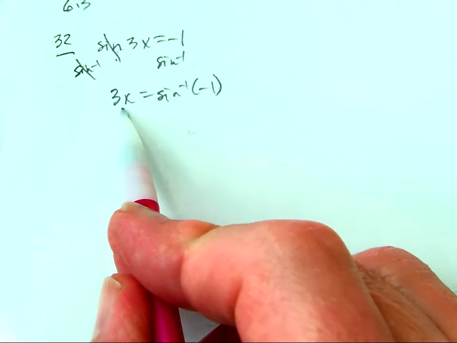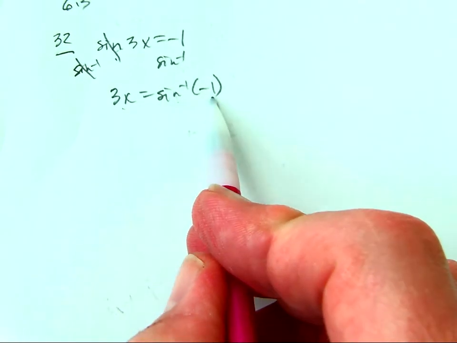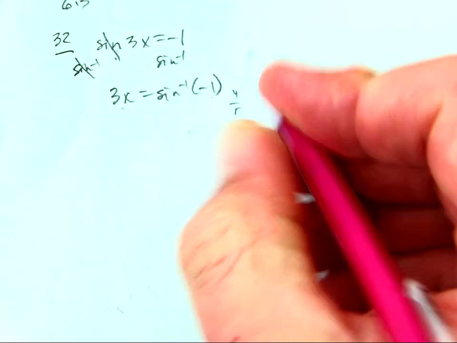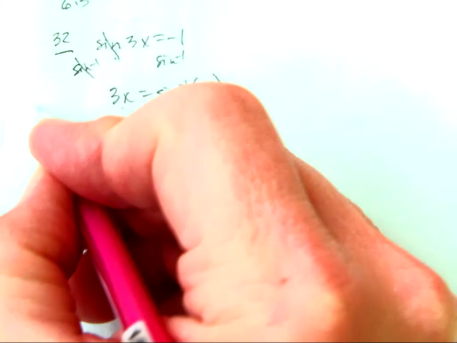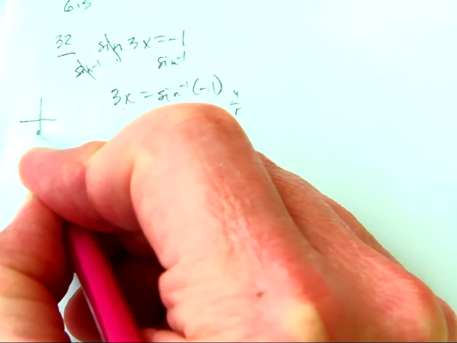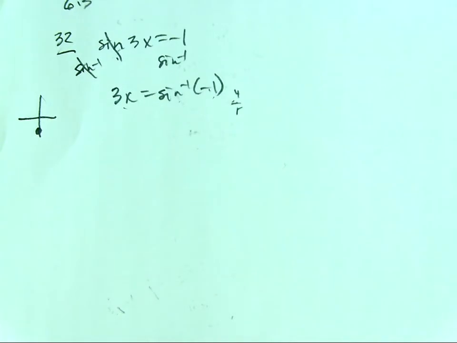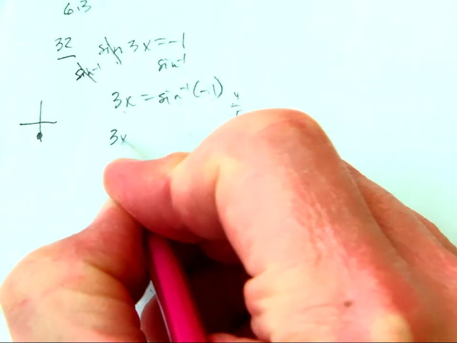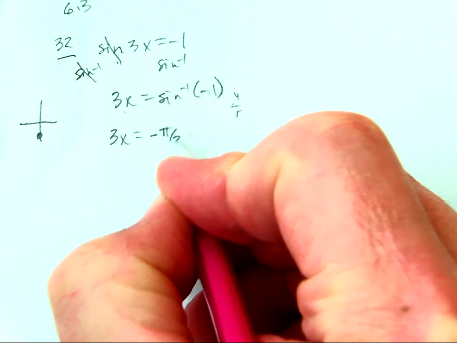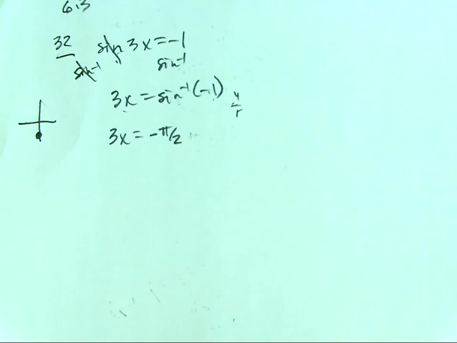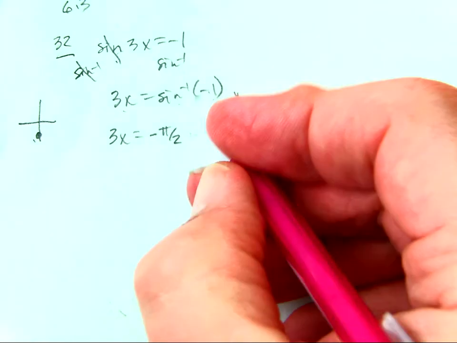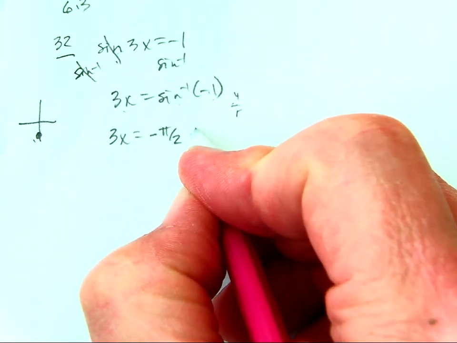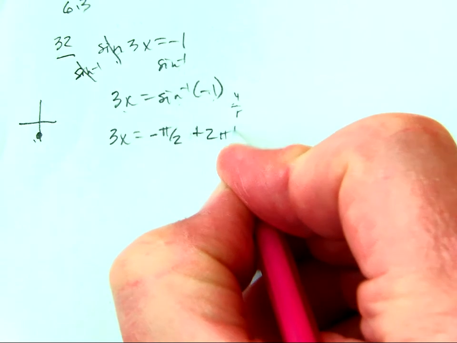Remember, that means what angle has a sine of -1? Well, we know sine is y over r, so we're looking for y equals -1. The only place y equals -1 is right down here. So our angle is, you could use a -π/2 or a +3π/2, it doesn't matter. Let's say we use a -π/2. Normally on inverse sine, you have to do two quadrants, but since there's only one place where sine equals -1, we don't have to worry about that here. So -π/2 plus 2πk.